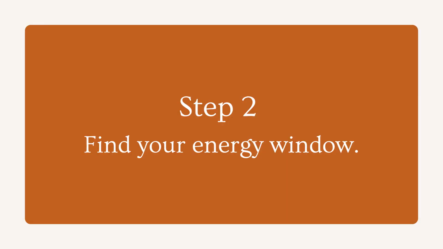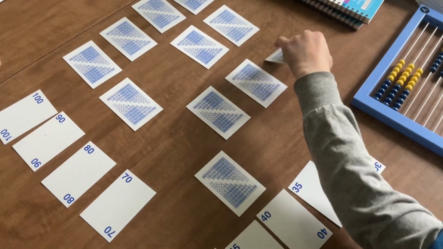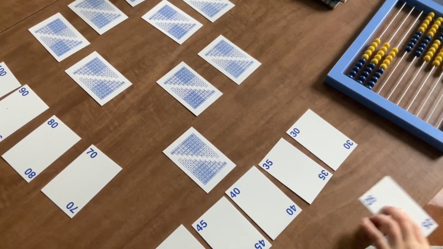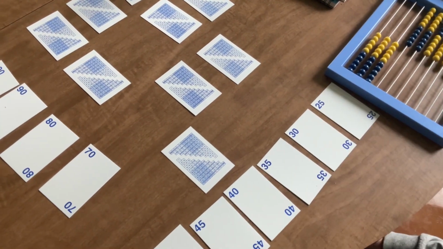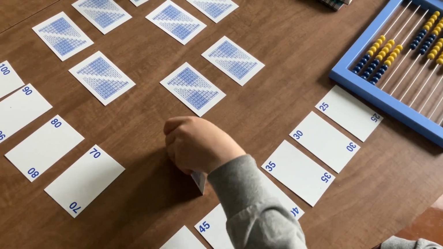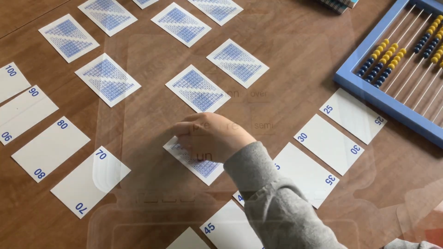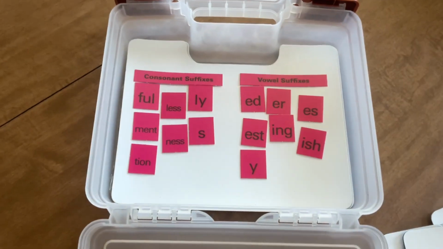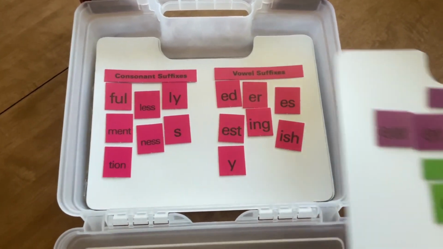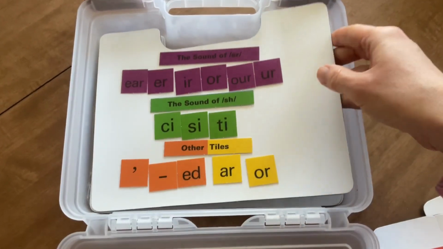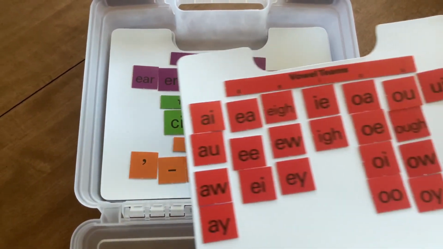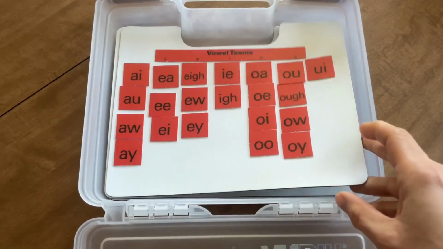Step 2. Find your energy window. Every child has a focus pattern, a time of day when their brain is most available for challenging work. For most elementary-age children, it's the first hour to 90 minutes after breakfast. For some, it's later. For some, the afternoon actually works better. But there's a window, and most families are not using it for their hardest subjects.